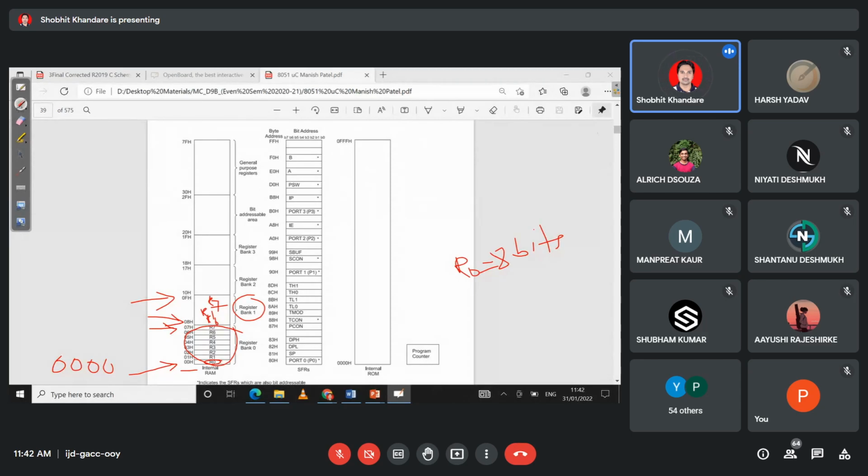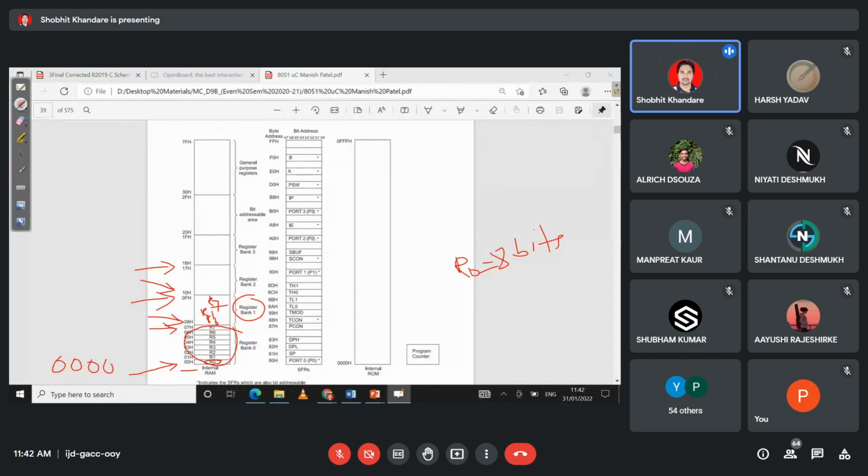They are reserved for register bank 1. Similarly, the memory address from 10H. We will not say 10, you have to say 10H, because it is hexadecimal. So from 10H to 17H.